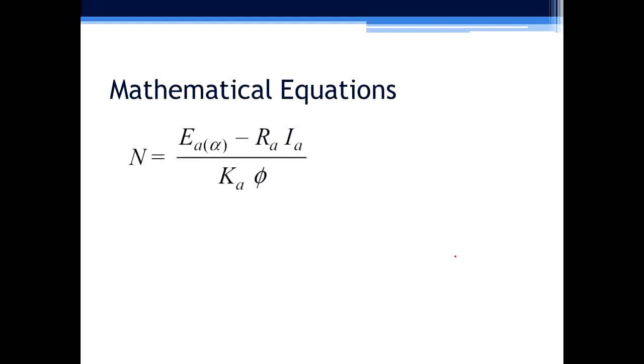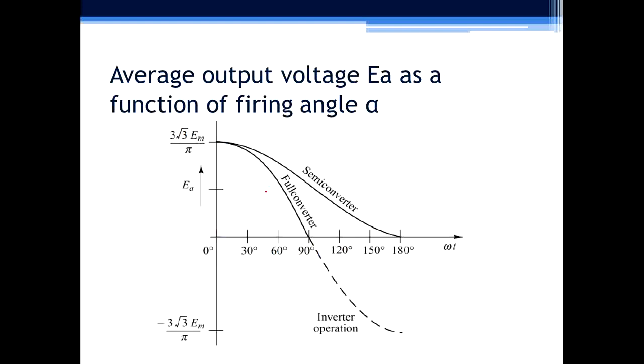Now let us understand the mathematical equations. For this, speed is proportional to the armature voltage. This armature voltage is given by 3√3 by pi into Em cos alpha. By changing the firing angle alpha, we can change the armature voltage, and by changing the armature voltage, we can change the speed of this drive.